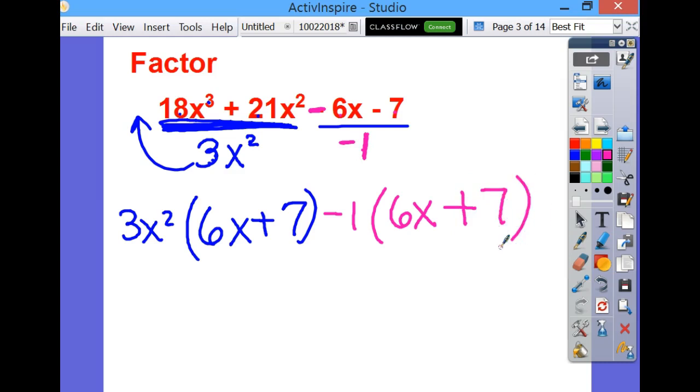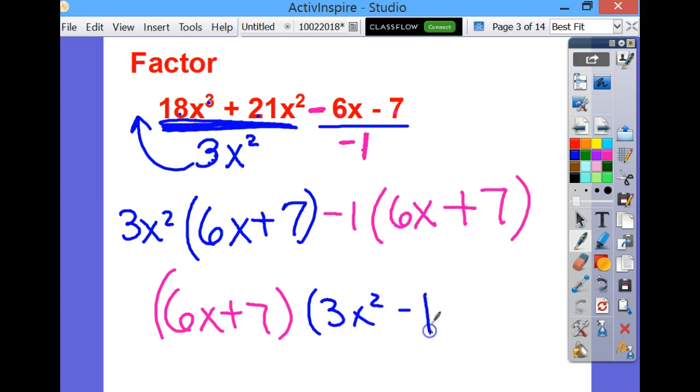When you get to this step right here, do you see a factor that's down there 2 times, a common factor? And the other factor is 3x squared minus 1. Where did this come from? There's the 3x squared. There's the minus 1. If I took this problem and did a box problem, multiplied it out, I would have the original problem back. That's the kind of problem we did yesterday.